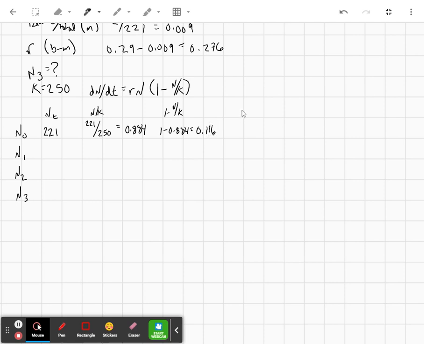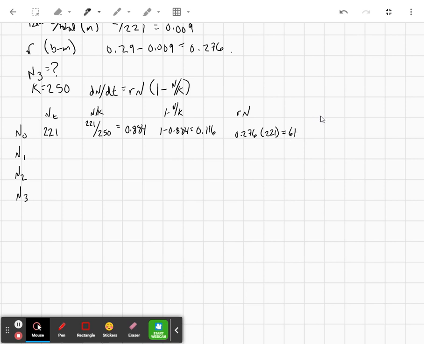Then I will do R times N. So I'll have the original R up here. So 0.276 times our population, which is 221. And that will give us 61.